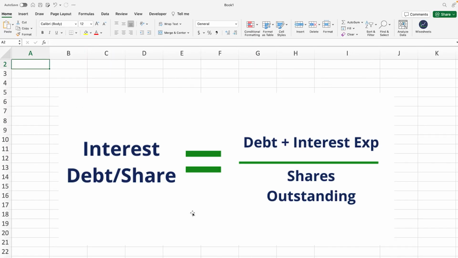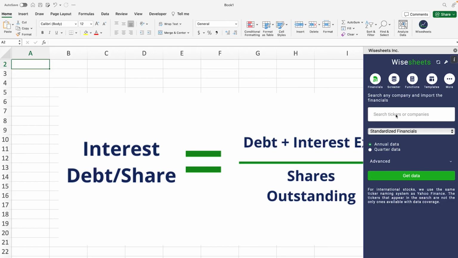Okay, so as you can see, the interest debt per share formula is very simple. You take all the debt, so this includes the long-term and the short-term debt, and you add the interest expense to this amount, and then all you gotta do at the end is divide the number that you get right here by the number of shares outstanding of that particular company.